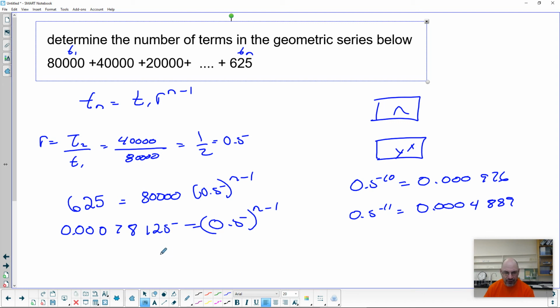So this would be the same thing as saying 0.5 to 10 equals 0.5 to the power of n minus 1. That means the 10 that you found equals n minus 1. Then you just add an extra 1 to it, so n is going to equal 11. That would be 11 terms in that particular sequence. Okay, that's an example like 9. So this one was like 9.